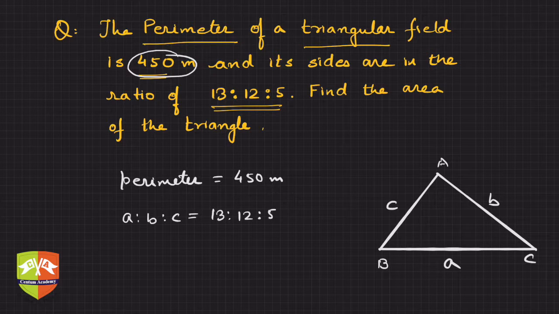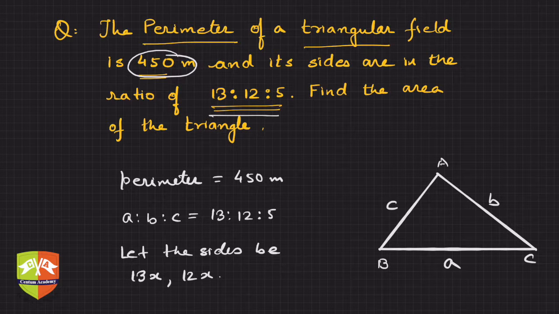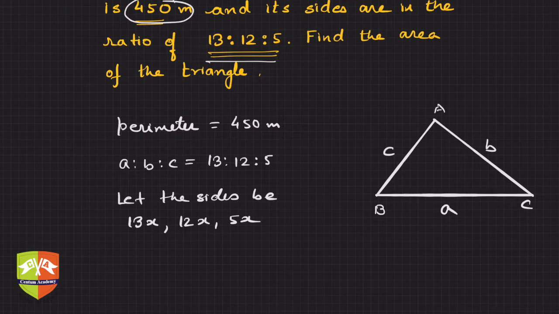13:12:5. In such cases, the moment ratios are given, the best thing you can do is let the sides be of length 13x, 12x, and 5x. If you see, they have the same ratio, 13:12:5. Now what do you have to find out? Area. So for area, first let's find the semi-perimeter. S is A plus B plus C by 2.